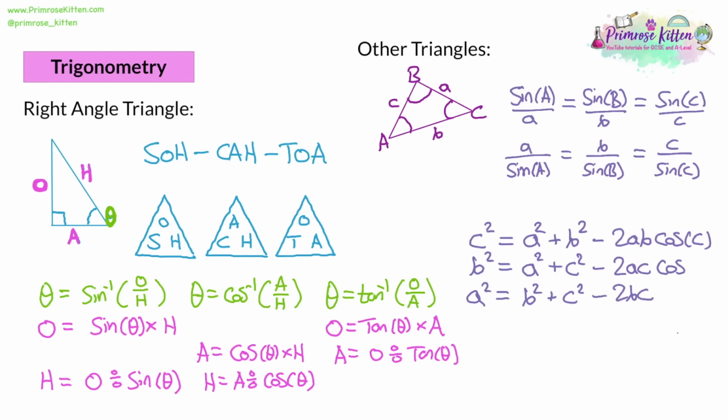And then the cos is always the angle related to the thing you're looking for. So if you're looking for side B, it'll be cos angle B. You're looking for side A, it'll be cos angle A.